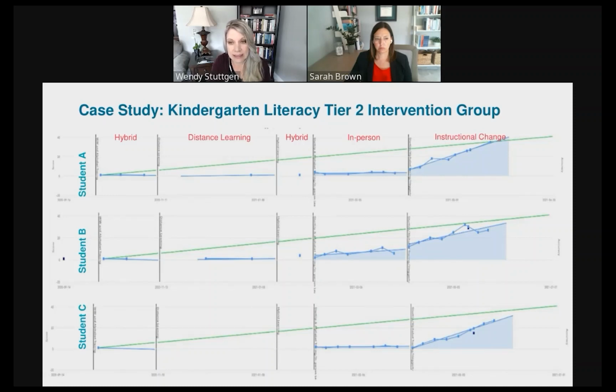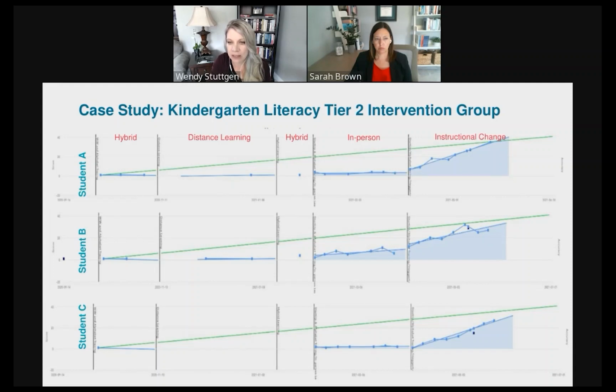Well, in this case, the team decided that an intervention change was needed to happen for the entire intervention group since none of the students were making adequate progress. Even though student B is making more progress than student A, he's not making enough progress to close the gap. So the team determined that the students needed more direct, explicit, systematic instruction in phonemic awareness than what was in the original intervention plan. So they increased the intensity of the phonemic awareness component.